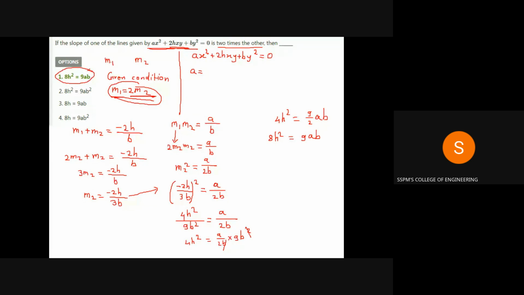Okay, remember these two formulas. m1 plus m2 is equal to what? We have already used them in other examples. m1 plus m2 is minus 2h upon b, and m1 m2 is a divided by b, and this is the standard form. The already given equation was already in standard form. We did not need to change it. Okay. Next question. So what is given?